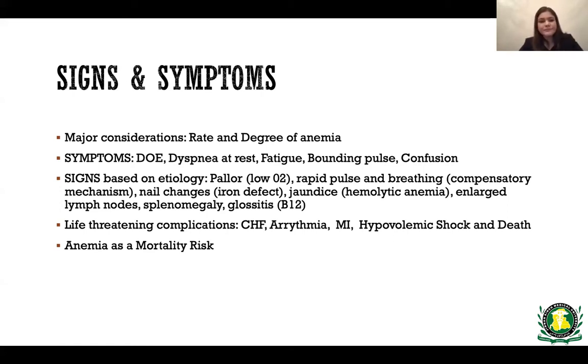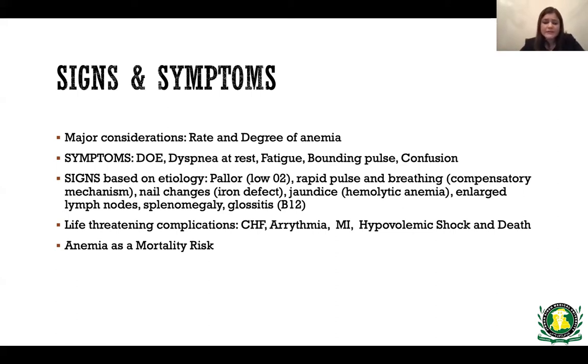That's based on your physical examination, which is your pallor, low oxygen concentration in the hemoglobin that leads to rapid pulse and breathing as a compensatory mechanism, jaundice, which hints towards hemolytic anemia, enlarged lymph nodes, which is an indication for malignancy, lymphoma, or other myeloproliferative disorders, splenomegaly, glossitis. So these actually hint towards what could be the etiology of anemia. Life-threatening complications of it could include congestive heart failure, arrhythmia, hypovolemic shock, and death. And this hypovolemic shock and death is more because of the acuity, the acuteness of the symptoms.